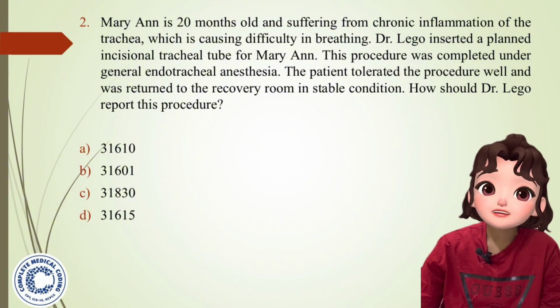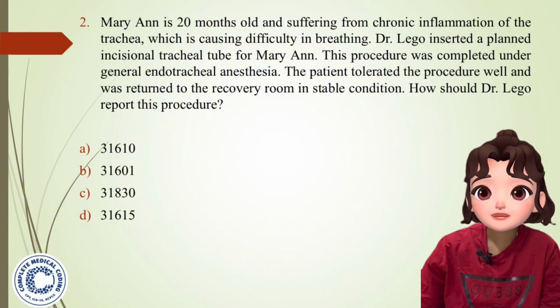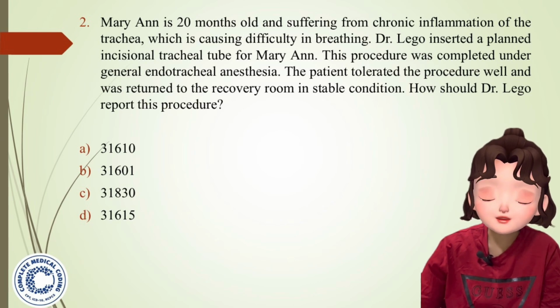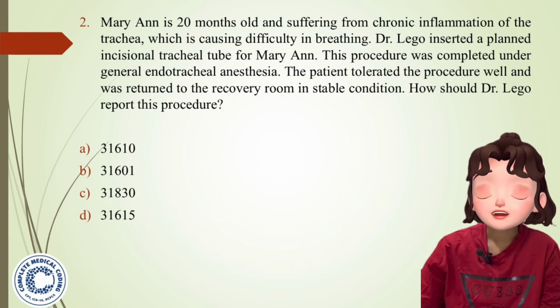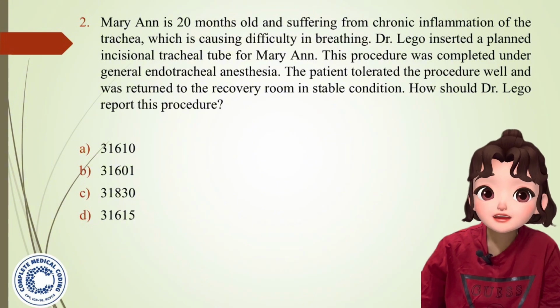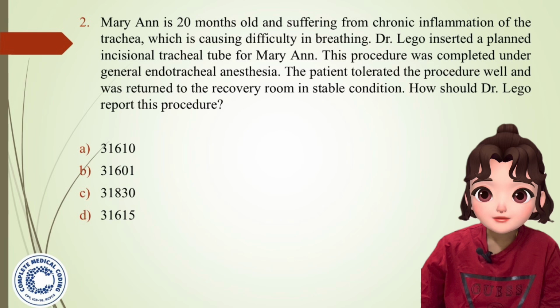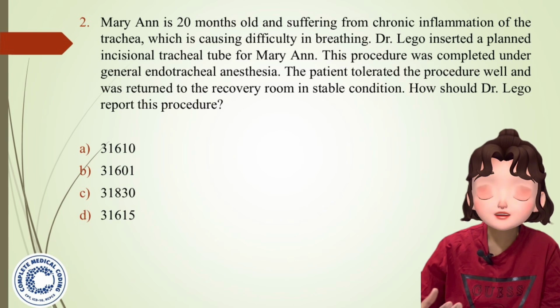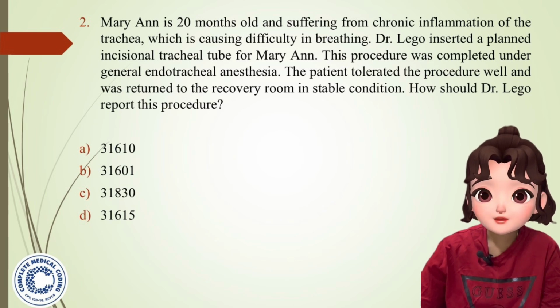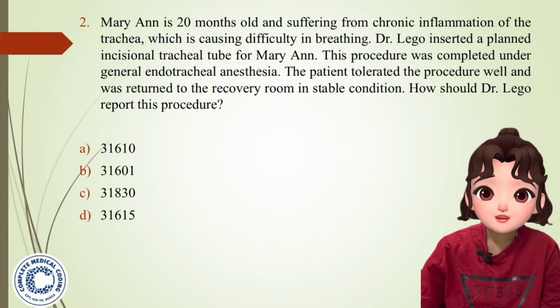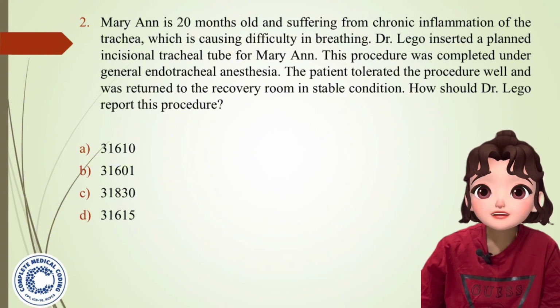So here you have to code for the procedure. What is the patient having? The patient is only 20 months old, less than 2 years old, and suffering from chronic inflammation of the trachea. Inflammation of the trachea is the diagnosis, which causes difficulty in breathing. What is the procedure carried out here? The doctor inserted an incisional tracheal tube.